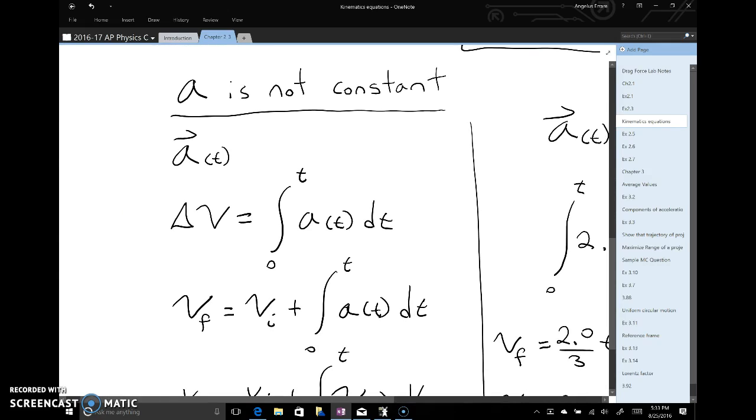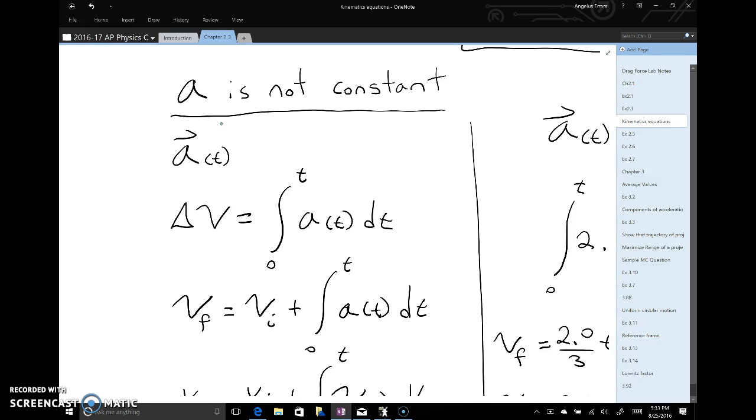In this class, we're going to very often deal with problems where the acceleration is not constant. So if we need equations for velocity and position, we have to derive new formulas every time. The formulas that you're used to using from AP Physics 1 will not apply. We can't use them.